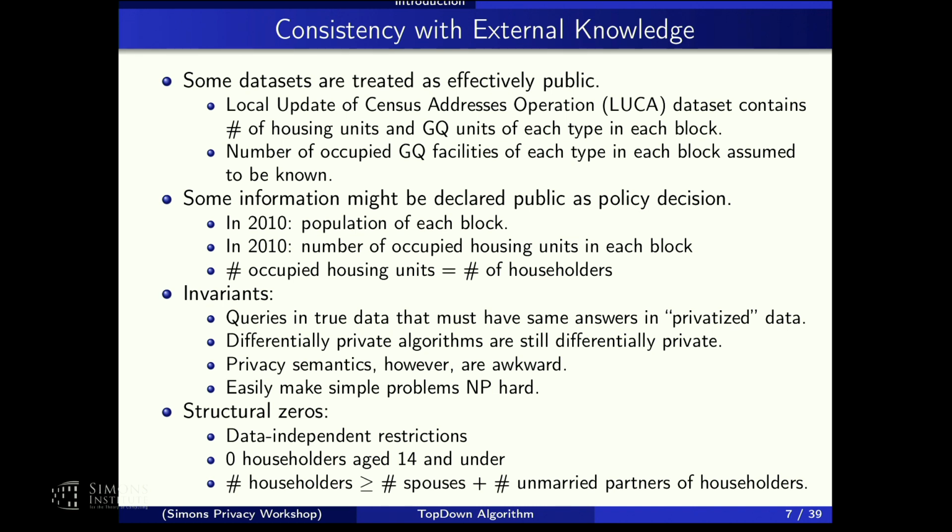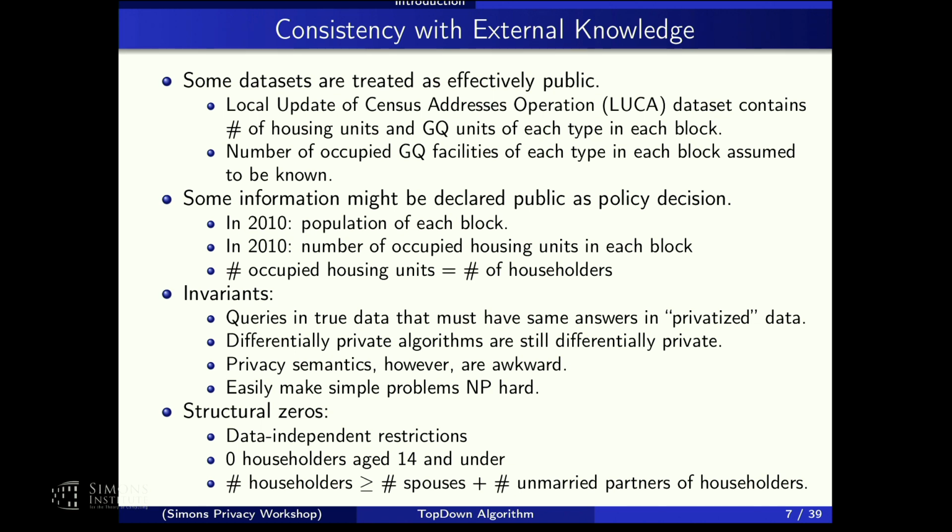One of the reasons for consistency is policy decisions. Another is to make sure that people trust the data, because if you have two separate sources of information giving completely different results, that increases trust issues. Some information is just going to be declared public as a policy decision. In 2010, the population in each block was an invariant. The number of occupied housing units in each block was an invariant. And if you know that the number of occupied housing units corresponds to the number of householders, you know that the number of householders in each block is considered an invariant. Later on, I'll give you a link to some reading. And if you want to figure out more invariants, you can deduce them from that document.